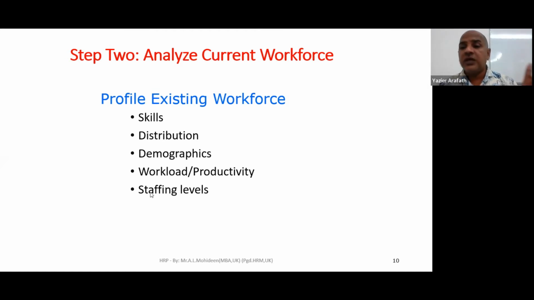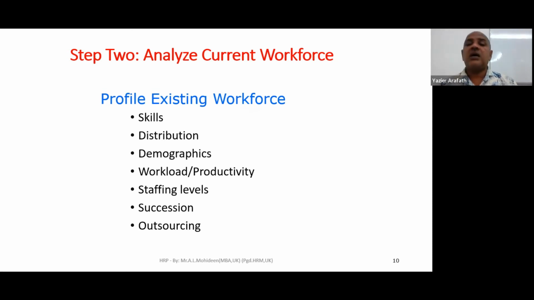So we have to check the existing workforce and what their profile is, connected with our workforce plan. In our existing workforce plan, in the profile, we have to check the skills, distribution, demography, productivity of the people, and also staffing level. These are the things, and also the succession plan. In the future, we have to think about these things.